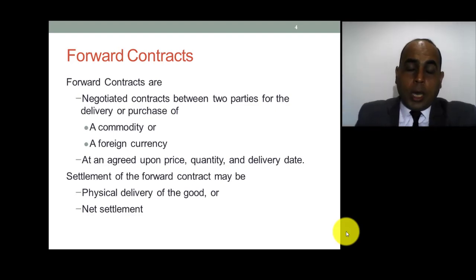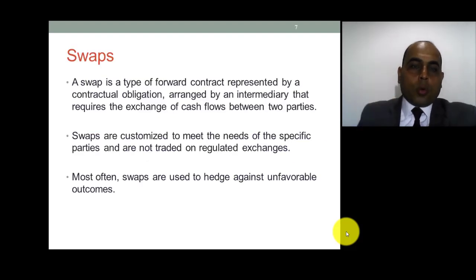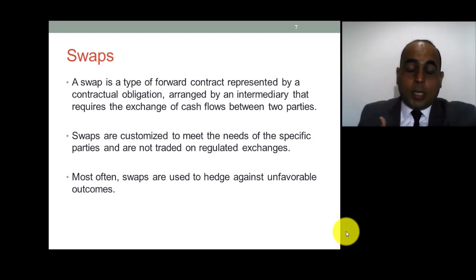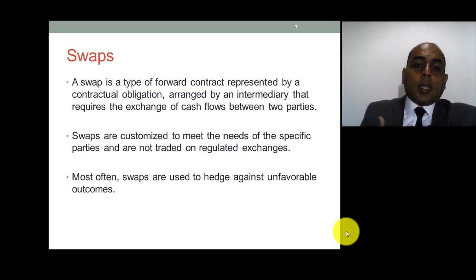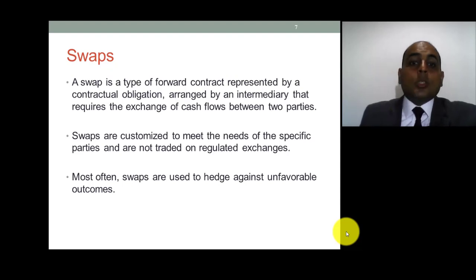But here we are talking about interest rate swap. An interest rate swap again is a type of forward contract. It means it's a negotiated contract, not traded on a regulated exchange. This is the opposite of a futures contract. A futures contract is not negotiated, it's a standardized contract traded on a regulated exchange. But as a swap is a type of forward contract, it's not traded on a regulated exchange and it's customized, not standardized. So it's a negotiated contract.